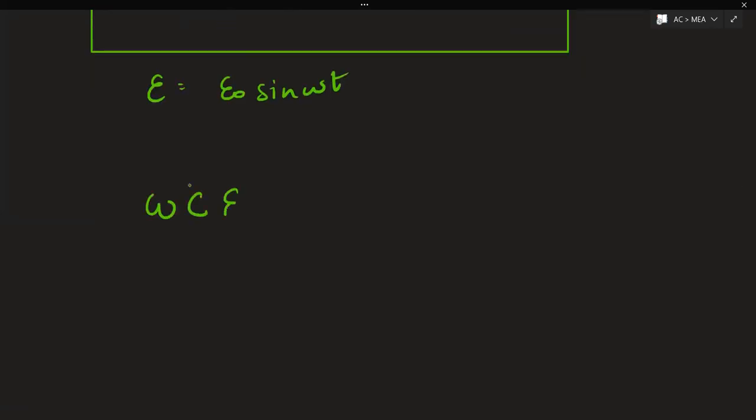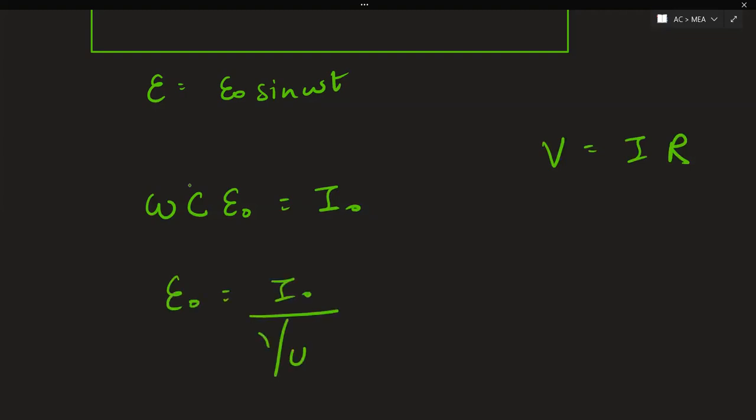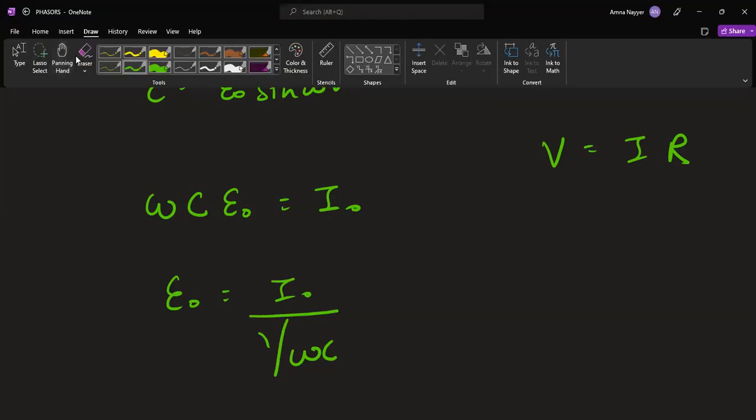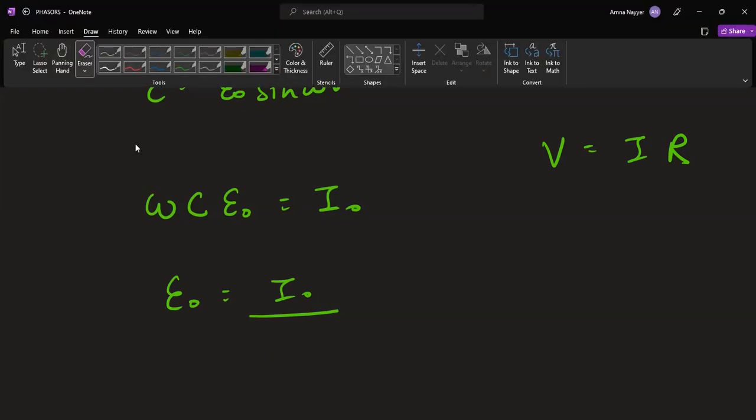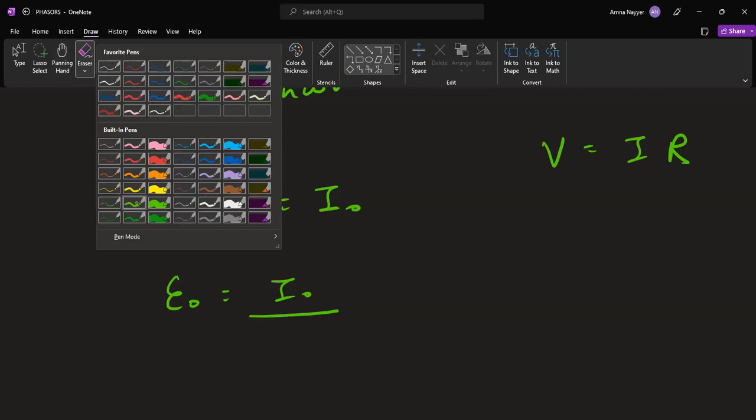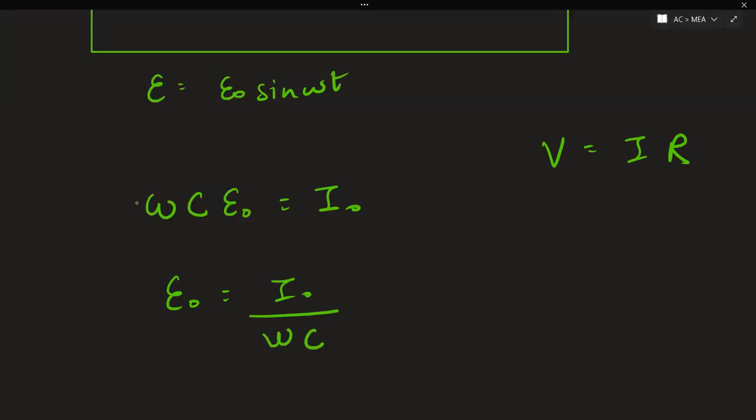Omega c E naught was referred to as I naught. So if we replace this using Ohm's law, Ohm's law is what? V is equal to IR. Multiply this, E naught will be I naught by 1 by omega c. Then only, this will go up. So that you will get 1 by omega c in the denominator.